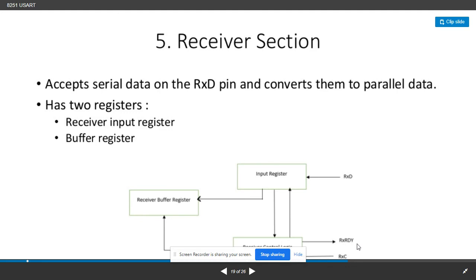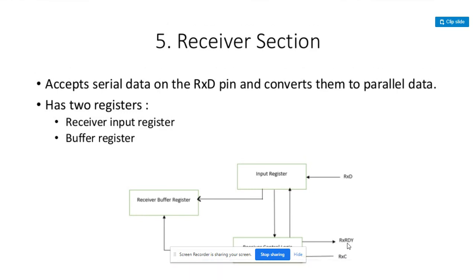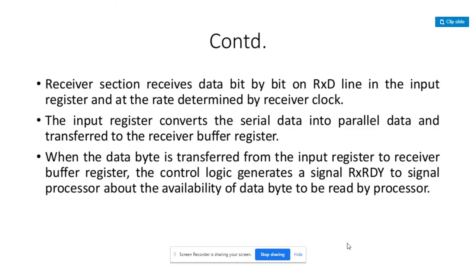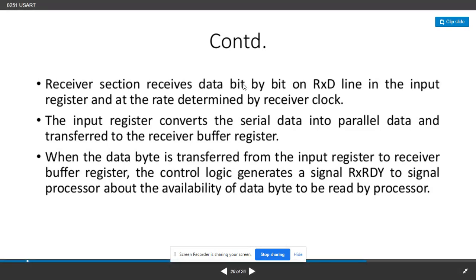In the receiver section there are also three signals: receive clock, receive ready, and receive data. Receive data is the input signal, receive ready is the output signal, and receive clock is the input signal. So the receiver section receives the data bit by bit on the receive data line into the input register, at the rate determined by the receiver clock. The input register converts this serial data into parallel and transfers it to the receive buffer register.